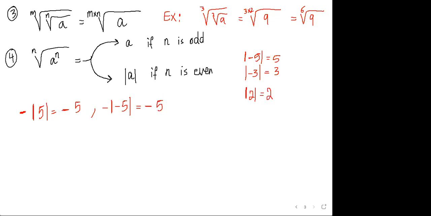I have another question. Yeah, what's your question? If you have an equation with parentheses and you put absolute values around that, do you do the parentheses first or the absolute value first?